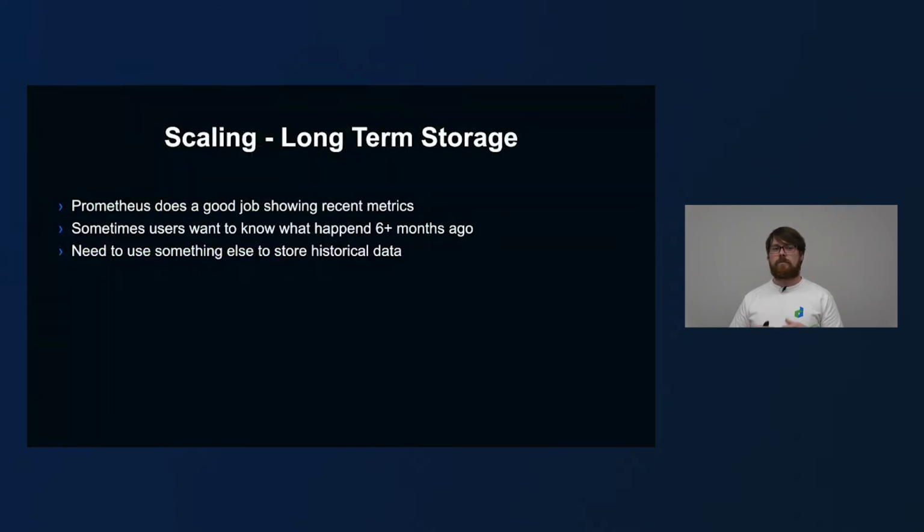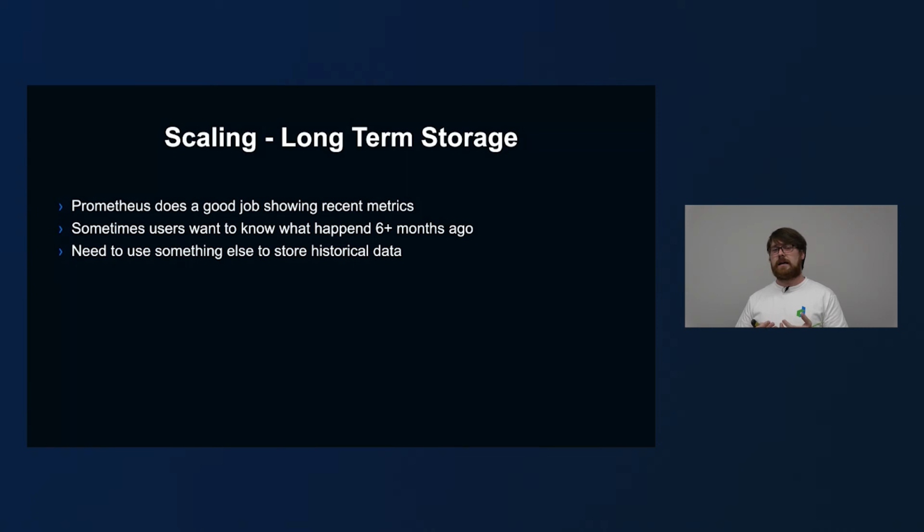And so in Line's case, again, we have Prometheus that does a very good job showing recent metrics data. Prometheus is very well optimized for that. It's fairly efficient. It stores things local to disk so that nothing's shared, and it's fairly reliable. However, there are very often cases where we want to know what happened 6 months ago or maybe a year ago.